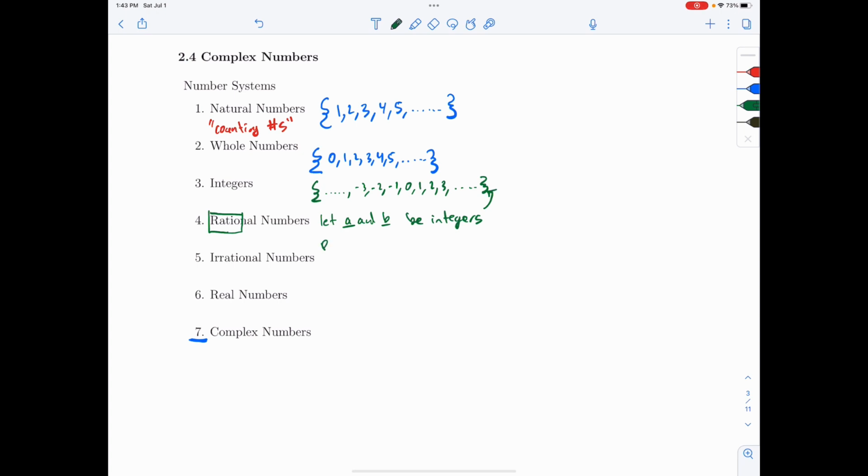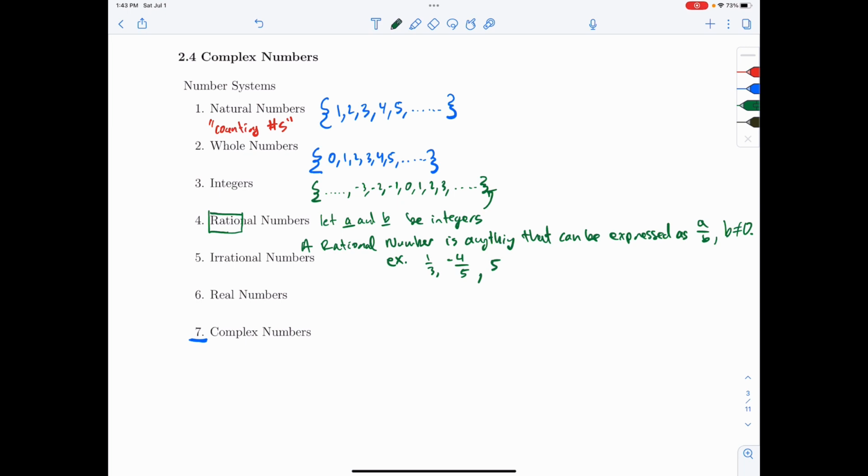So a rational number is anything that can be expressed as A over B, where A and B are integers and where B is not 0. So anything that we can express as a fraction with integers. Some examples of this are 1/3 or -4/5. 5 is also a rational number because we could write that as 5 over 1. So these make up the rational numbers.